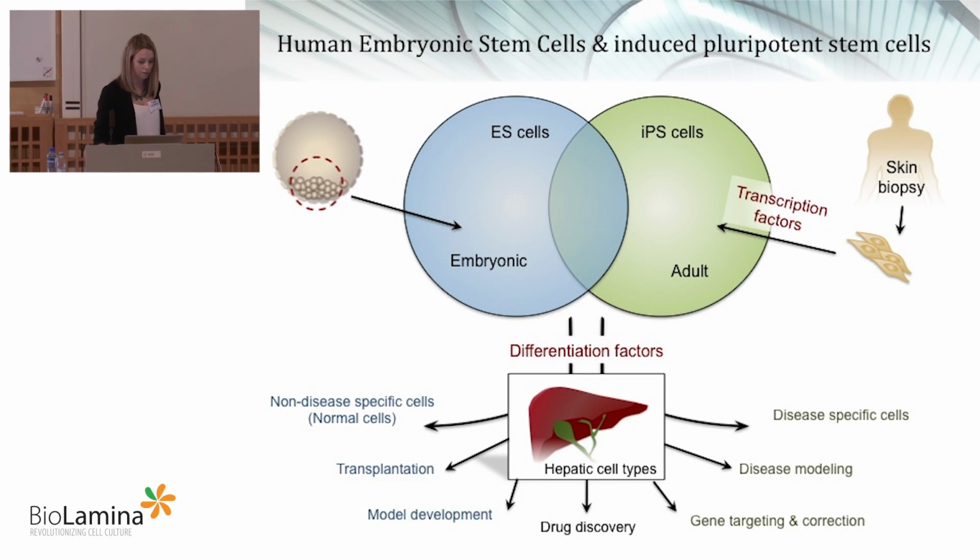So we have chosen to use a different kind of cell. We use ES and iPS cells, which are derived from embryonic and adult tissues. These can be differentiated into various hepatic cell types and used for a variety of different purposes: disease-specific cells, disease modelling, gene targeting, development, transplantation, and looking at normal human development. And all of these can be used for drug discovery.